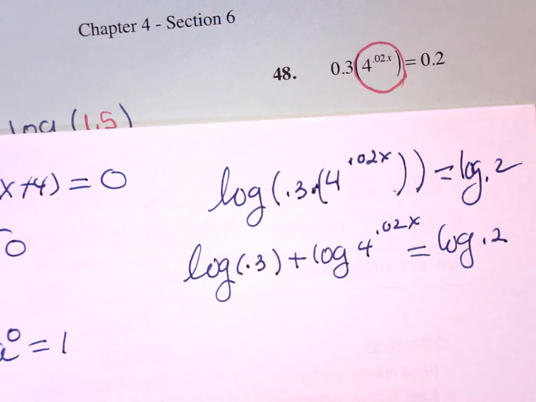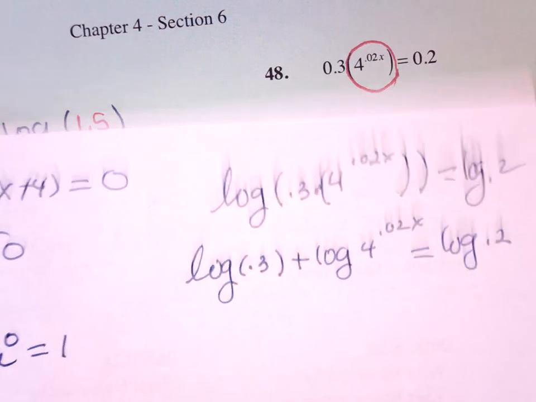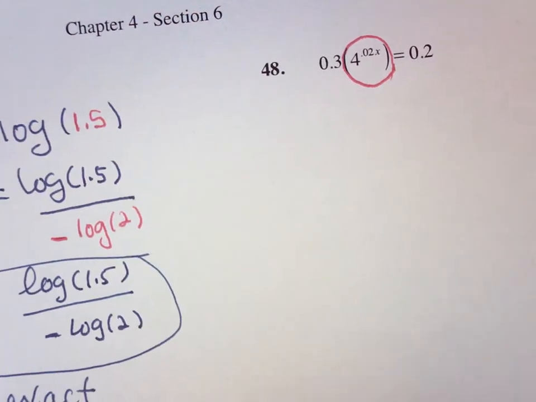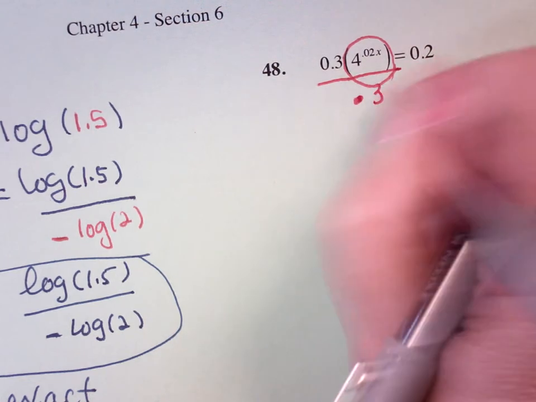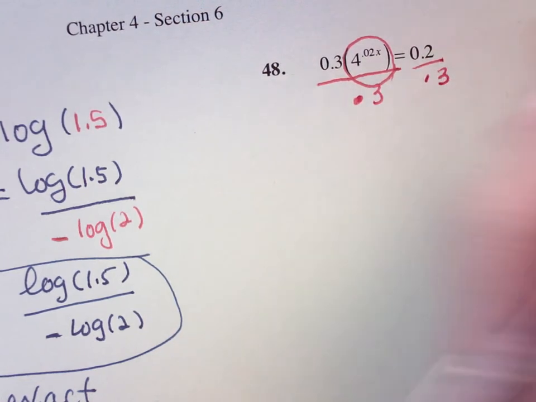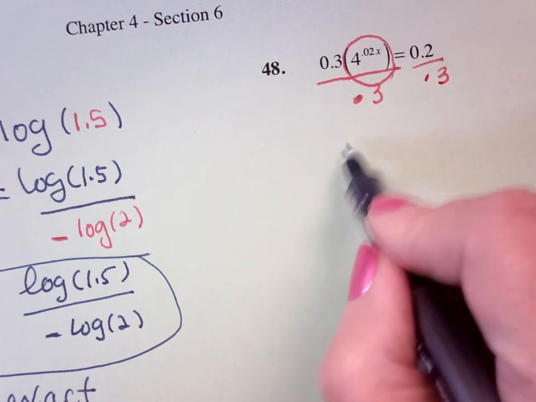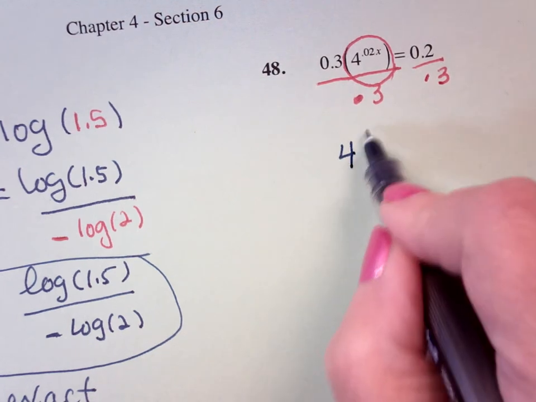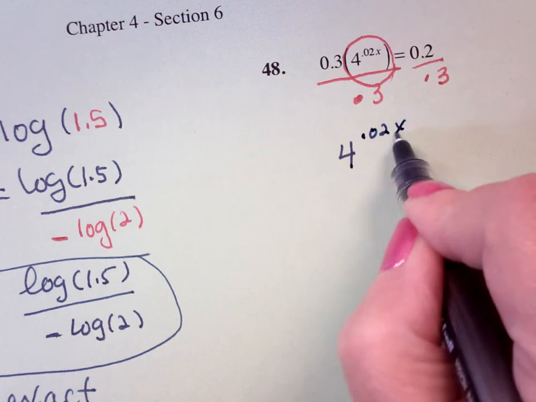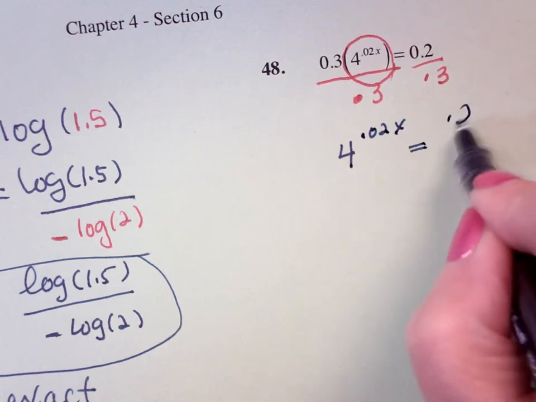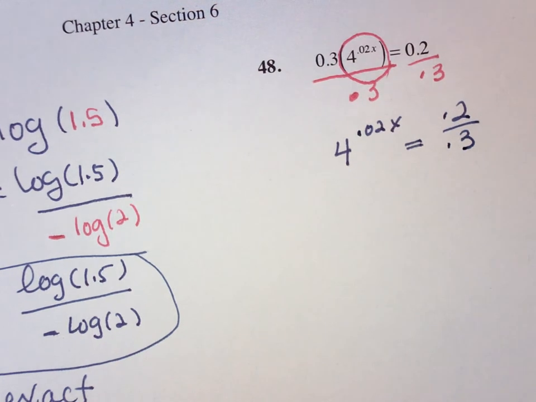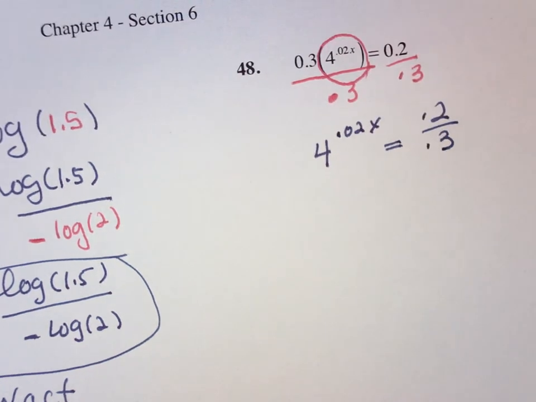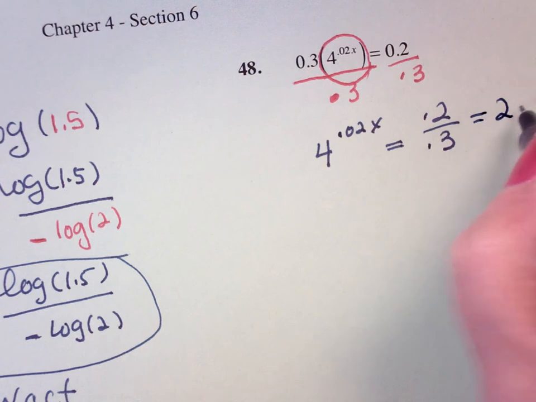Otherwise, it gets really nasty messy. So that means I'm going to divide both sides now by 0.3. So that 4 to the 0.02x equals 0.2 over 0.3, which is just 2/3. This is equal to 2/3.